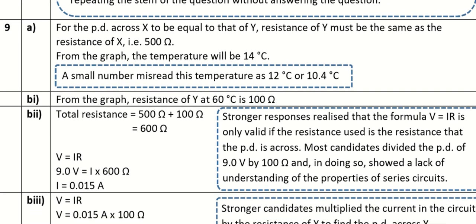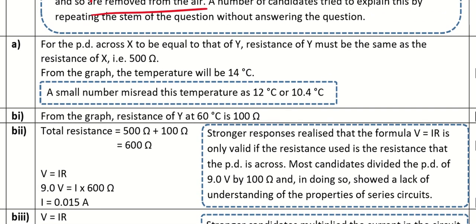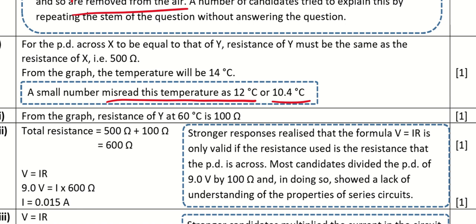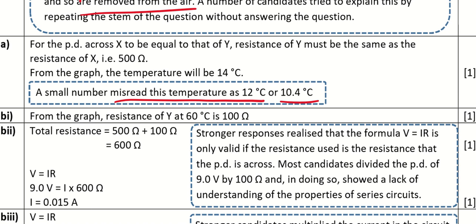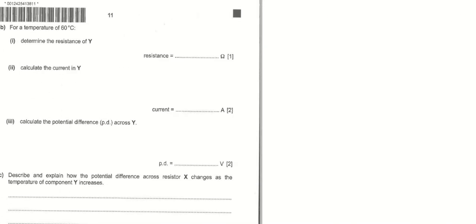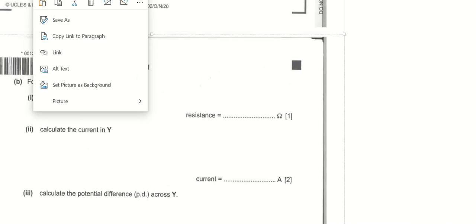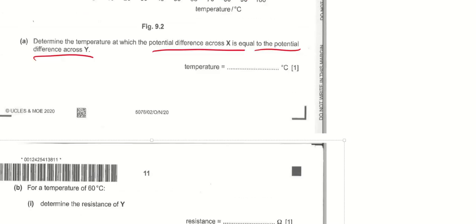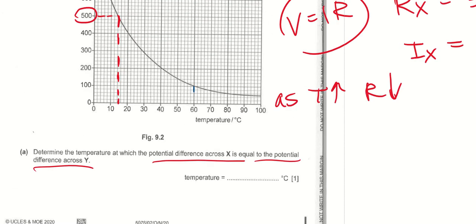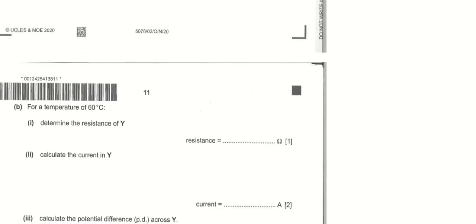Okay, so actually the temperature, if you read it correctly, it will be about 14 degrees. Okay, 14 degrees. A small number misread this temperature as 12 degrees or 10.4 because they never look at the scale. Okay, so like that loses 1 mark. Next, for a temperature of 60 degrees, determine the resistance of Y. So let's look at 60 degrees. If it's at 60 degrees, so read it carefully, it is at a resistance of 100. Okay, so it is 100 ohm.